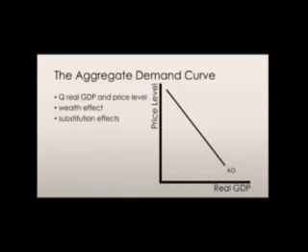When the domestic price level rises, domestic goods are more expensive on the world market, and so exports decrease. So this is another substitution effect. When the price level rises, the quantity demanded of real GDP decreases, and when the price level falls, the quantity demanded of real GDP increases.